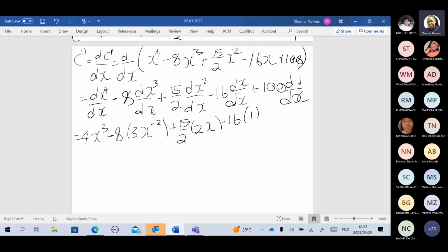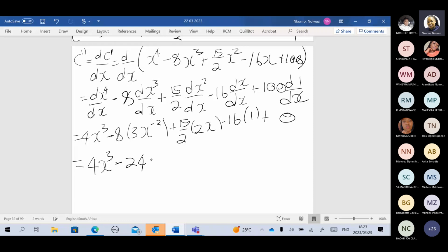Then you simplify. This will give you 4x cubed minus 24x squared plus 15x minus 16. And this is your second derivative, like f double prime of x. We also find the third derivative.